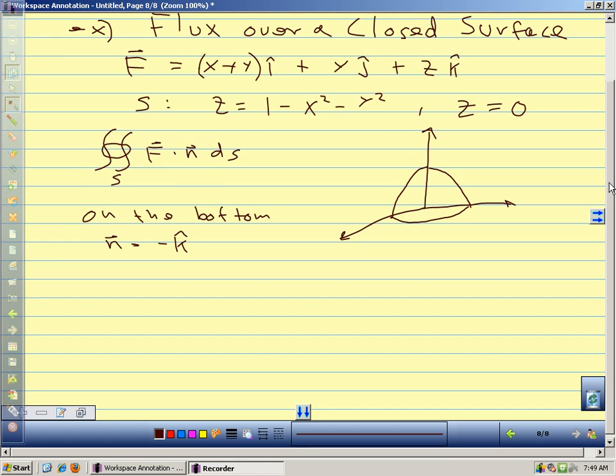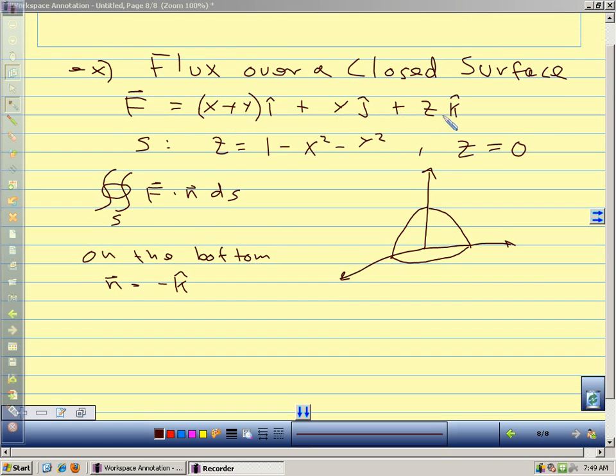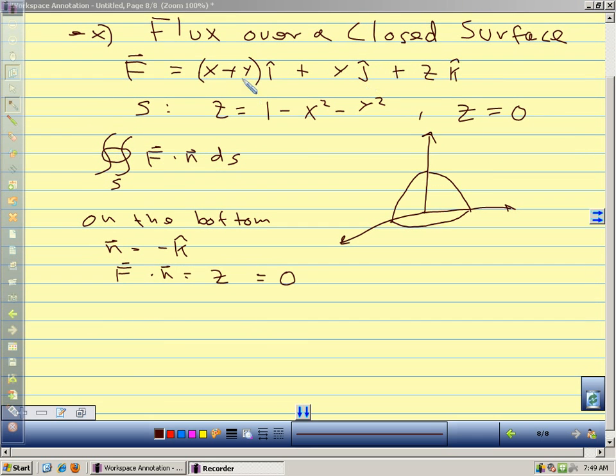And f dot n, f dot our normal vector, is just negative z. But on the xy plane, what is z? 0. On the xy plane, we're talking about this surface, so on the bottom, z equals 0. So we're integrating 0. So there's no flux out of the bottom of this surface, because f has no z component on the xy plane.